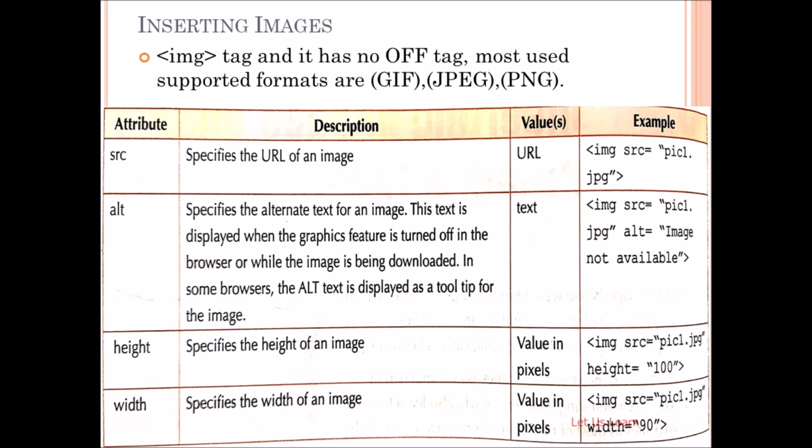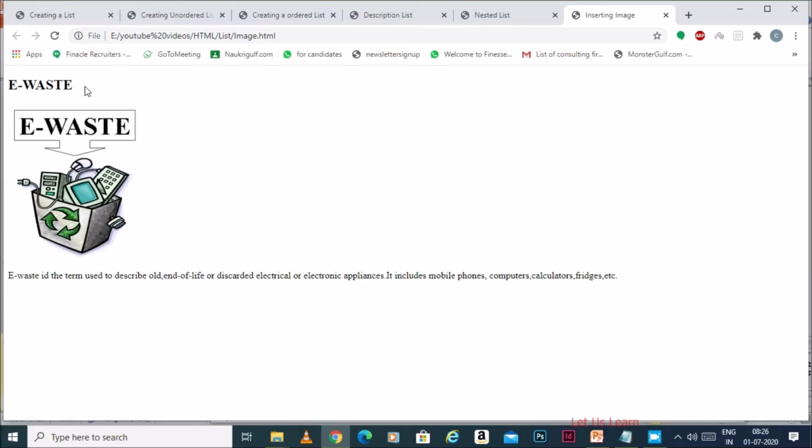Okay, next topic is how to insert an image in your web page. For that the tag name is img, and it doesn't have an off tag. Okay, we use formats like GIF, JPEG, and PNG. The tag has some attributes, that is SRC, the source. This is ALT, meaning an alternate message will be displayed if the picture is not in the particular folder. And specifying the height and width of your image. This is my output of inserting an image in the web page.